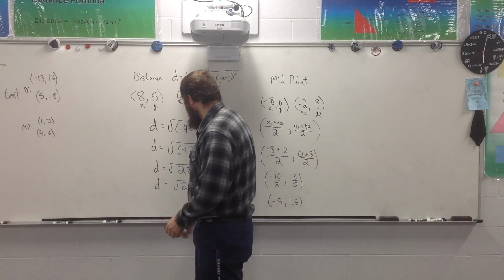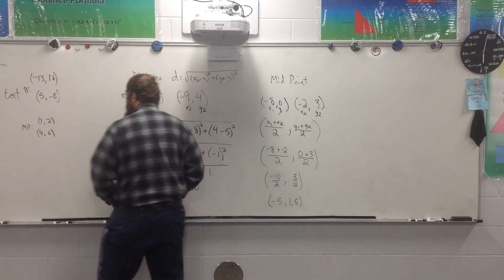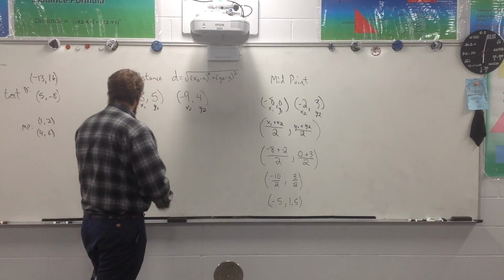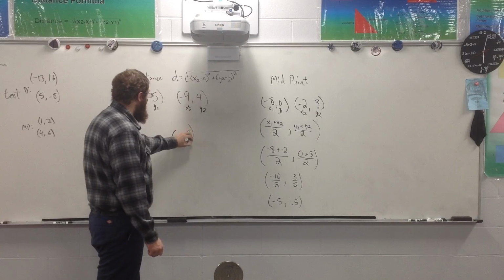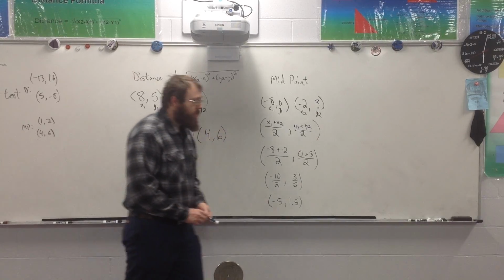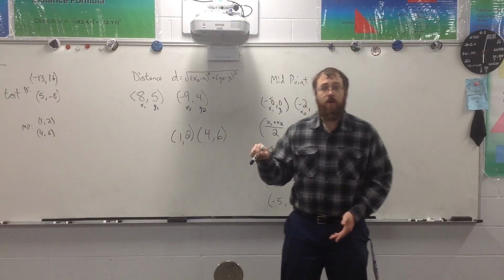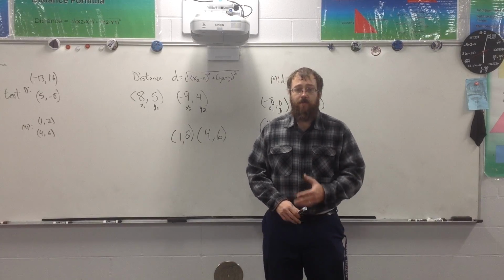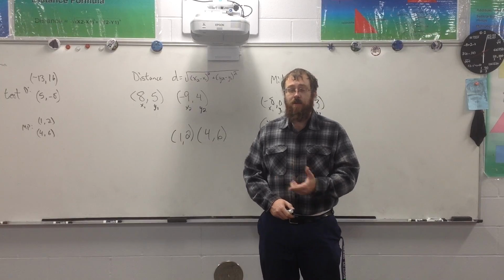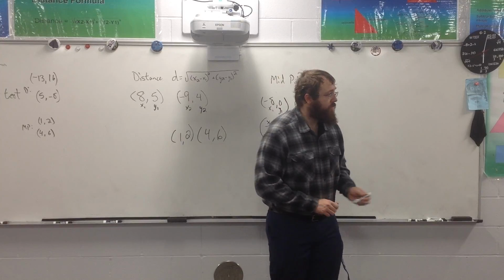Now I have another problem that I would like you to work out. In your table groups, I would like you to find the midpoint between the points 1, 2, and 4, 6. Once you've found the midpoint between the points 1, 2, and 4, 6, check with the rest of your table group, show my sub they have the answer, and then once your table group has completed the midpoint and had it checked by the sub, then you can move on into the homework.